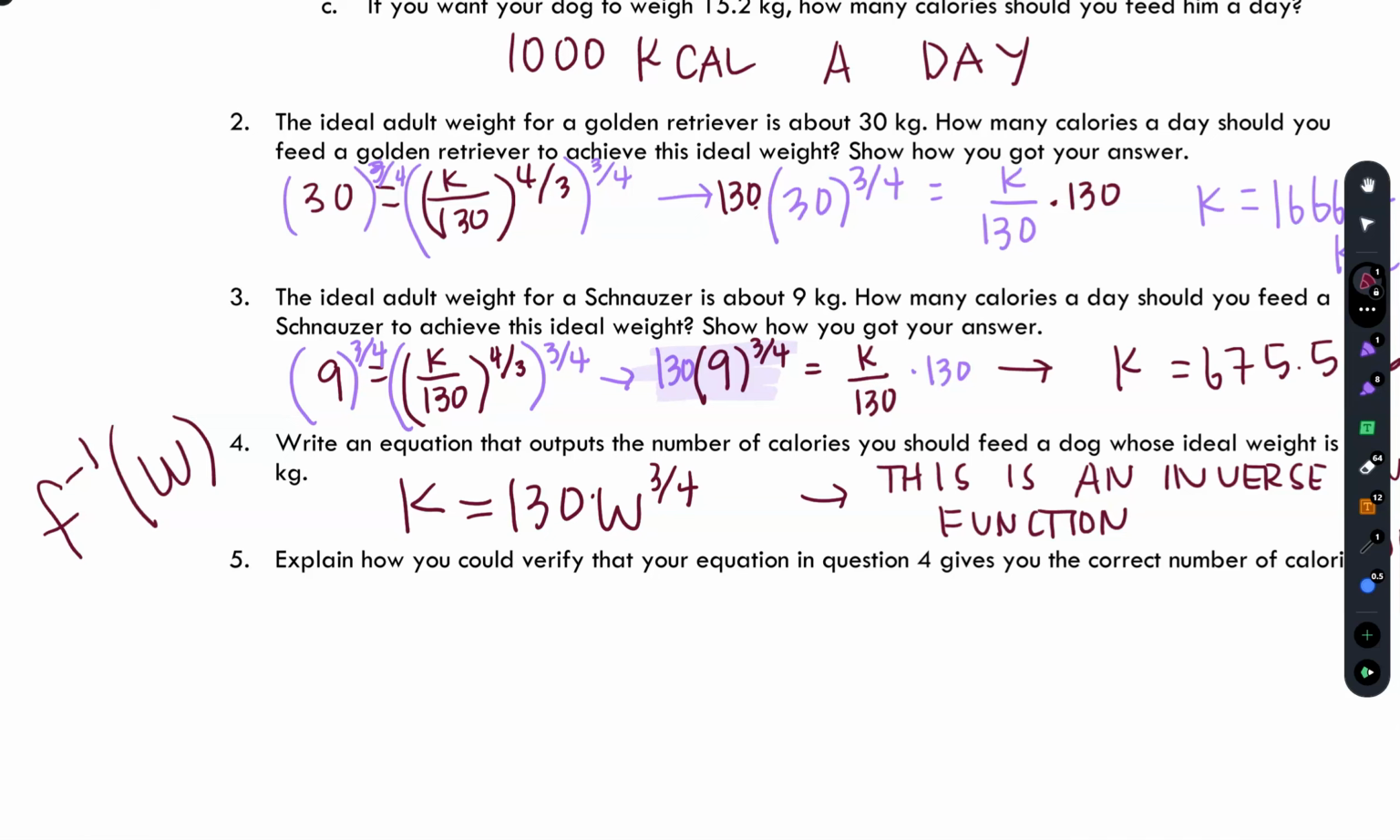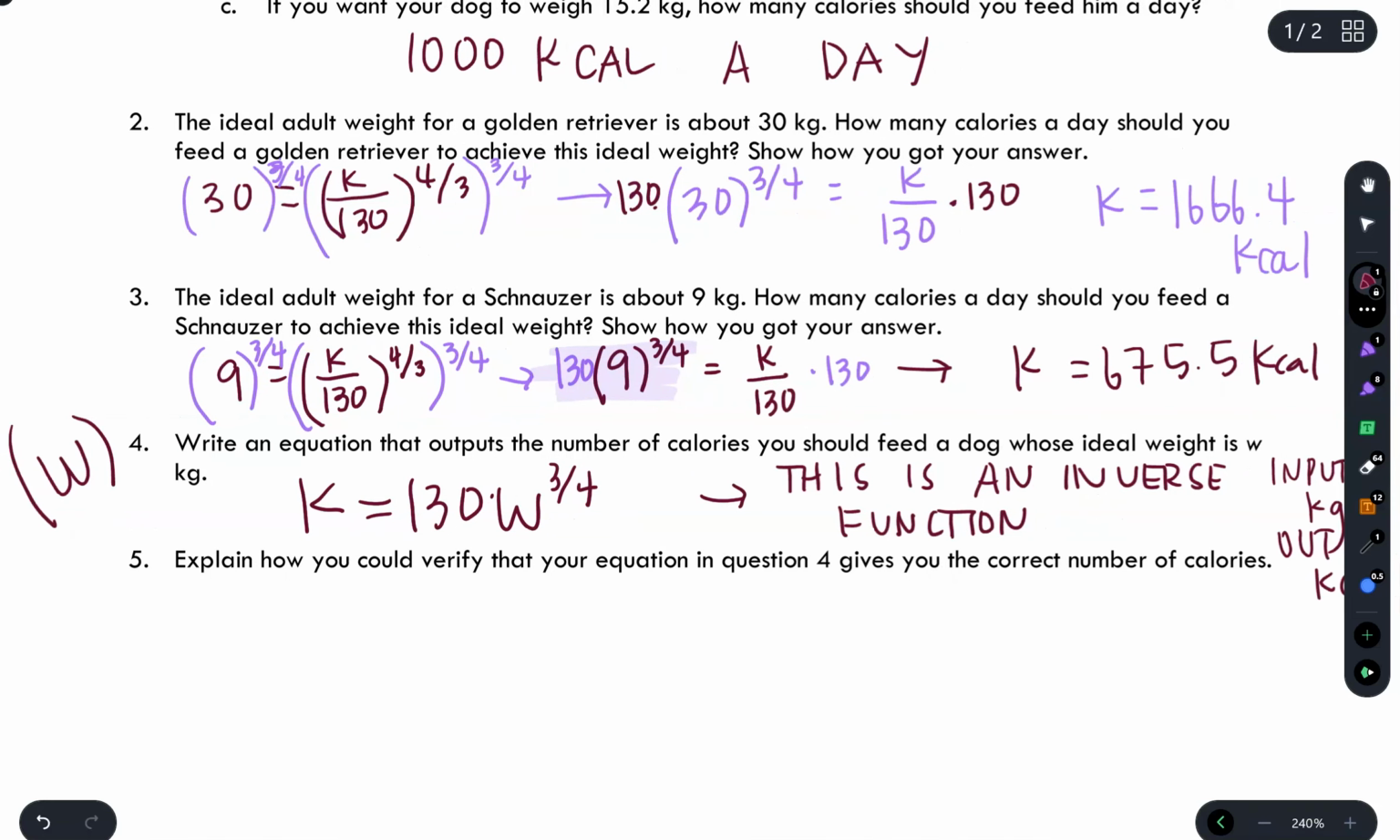Okay? So explain how you could verify that your equation in question 4 gives you the correct number of calories. What could I do? Perfecto. So do the non-inverse function. So I could plug that in. So the number of calories, I could plug that into the what? Original? Yeah. So plug the number.